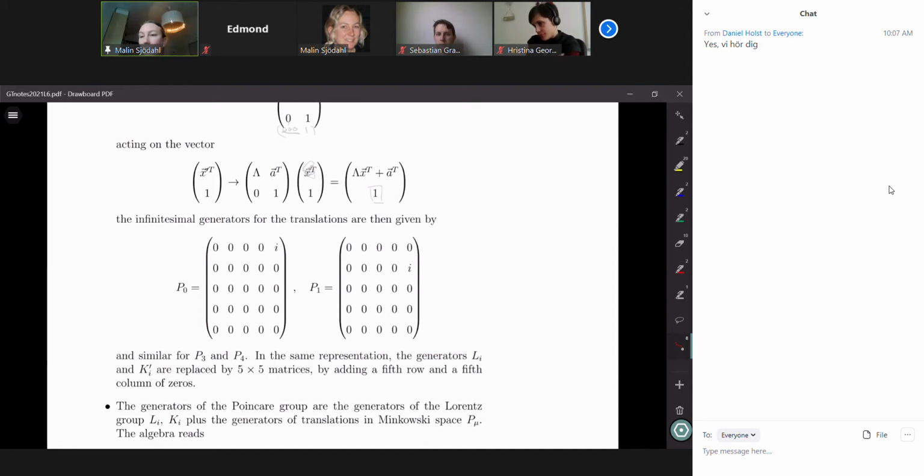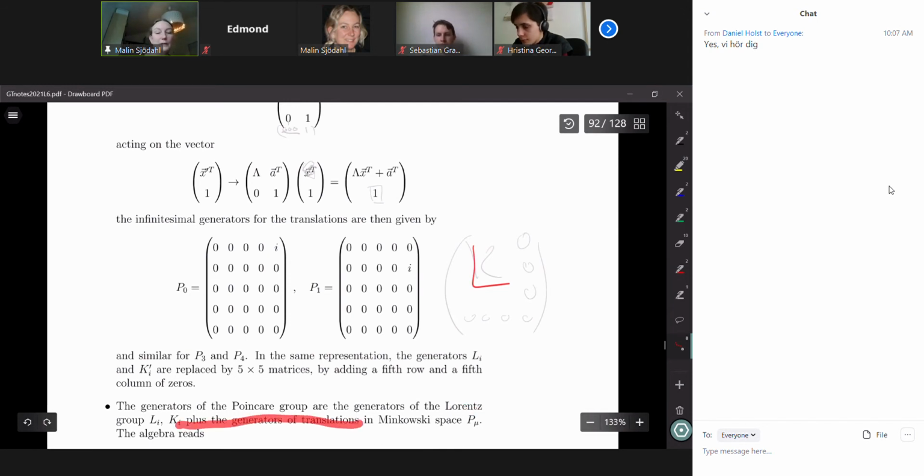So on top of that we have generators of the form big K there, 4x4 blocks, and then zeros in the other columns and rows. And similarly, of course, instead of K, we can have L here. So the old Lorentz generators. And then in terms of those matrices, the generators of the Poincare group are the generators of the Lorentz group plus the generators of the translation, so plus these guys.